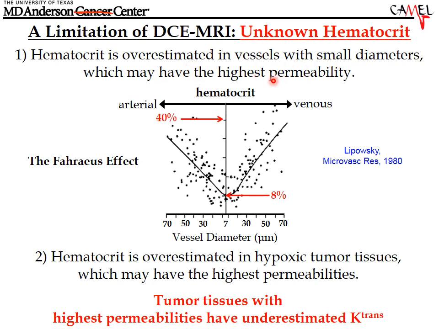permeability. The overestimate of hematocrit is particularly problematic for small blood vessels that have high permeability. And also, hematocrit is overestimated in hypoxic tumor tissues by definition. And again, those hypoxic tissues may have the highest permeabilities. There's a relationship between hypoxia and angiogenesis, for example. So this leads to the conclusion that tumor tissues with high permeabilities often have this underestimated K-trans transport rate of agent from the blood vessels into the tumor. So we will never get the right answer if we depend on this arterial input function.